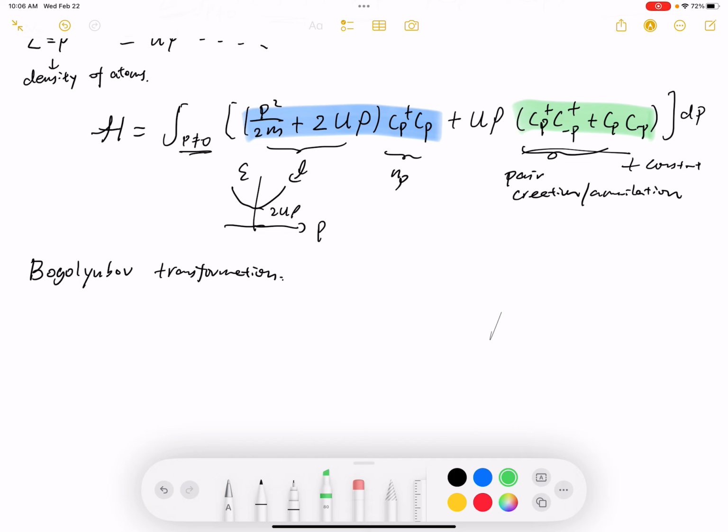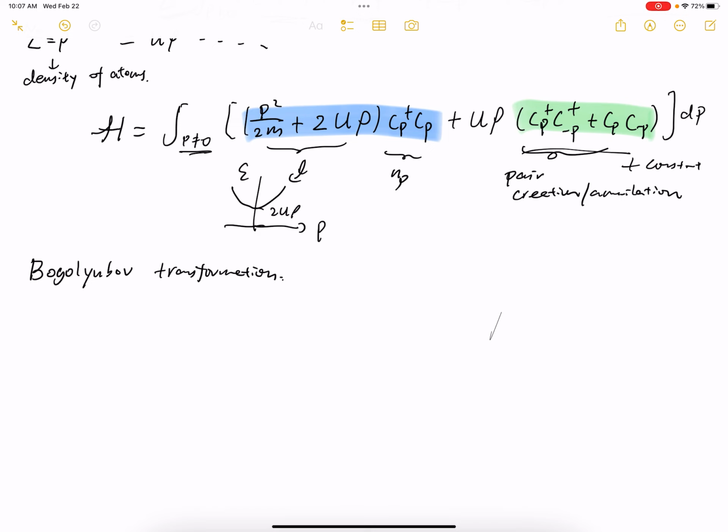Bogoliubov introduces this approximation, and the key point is, at the end of the day, to solve for the energy spectrum of the whole system. This is what the Bogoliubov transformation is aiming for. It's also a great idea for dealing with many-body problems. Once you get something in this form, you can introduce some new creation and annihilation operators to make it diagonal.